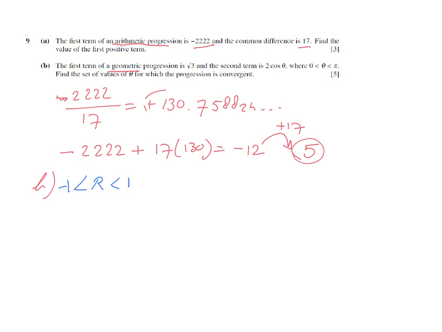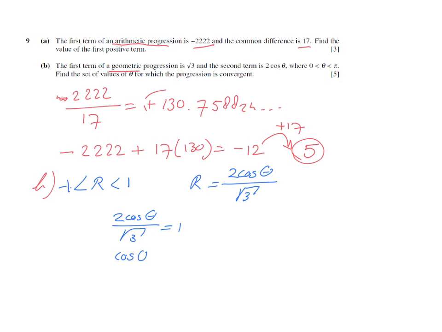But you should know now that r is the second term, 2 cosine of theta, divided by the first term, which is square root of 3. Excellent. So let's find out now for these two values what the value is of theta, and then we'll see how we're going to deal with that. So let's start with the minus 1. I'm going to find out when is it minus 1.